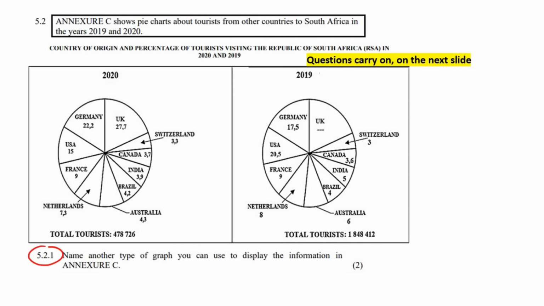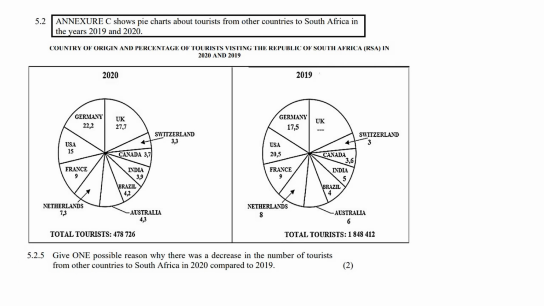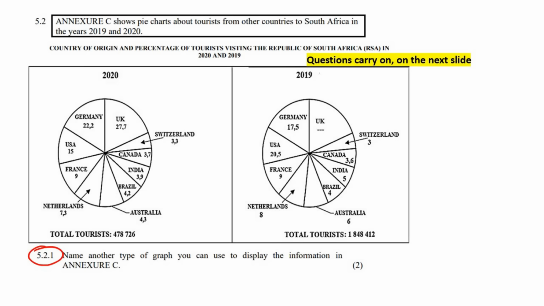This question is going to come in parts. So here's the first question, second question, third question, fourth question, and fifth question. So 5 questions. The first part says Annexure C, which is this in the pie charts, shows tourists from other countries to South Africa in 2019 and 2020. Okay, let me explain just in case you don't understand.